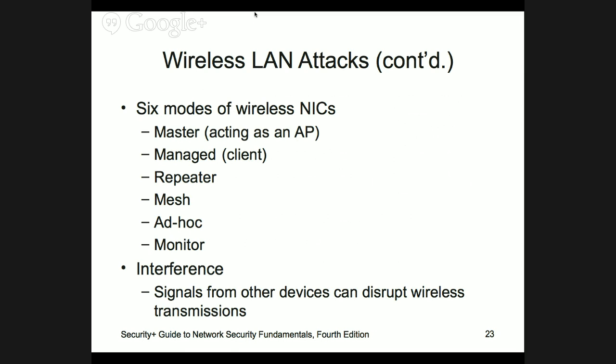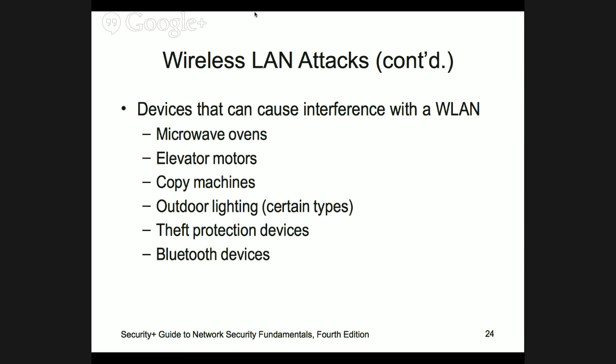Interference, when it comes to wireless LAN attacks, is where signals from other devices can disrupt wireless transmission. Here are some of those devices that can cause interference. We've already talked about a few: microwave ovens, elevator motors, copy machines, and certain types of outdoor lighting. An example would be street lamps. You know, when street lamps come on at night, if you're right by one, you'll hear it kind of hum, and it's different than just your porch light. It's got some electromagnetic stuff going on there, pretty powerful. That can cause some problems.